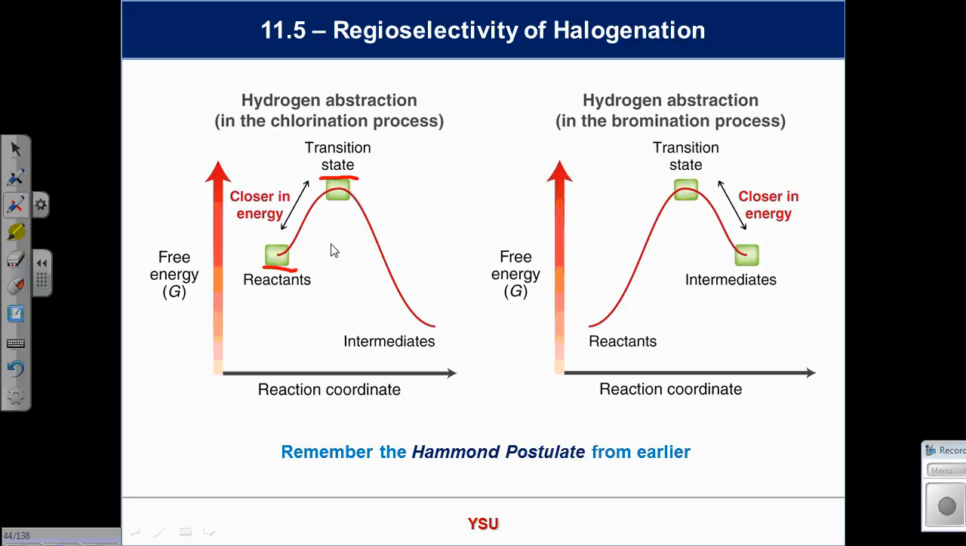So the system doesn't really know if it's becoming a primary, secondary, or tertiary carbon. On the right-hand side, the transition state here for the bromination looks an awful lot like the intermediates. So the intermediate in this case is a tertiary radical, secondary radical, or primary radical. So now we can tell that there is that character on the system. We can tell now that the carbon is looking more like a tertiary radical or a secondary radical, and you'll see now that's where the selectivity comes from.